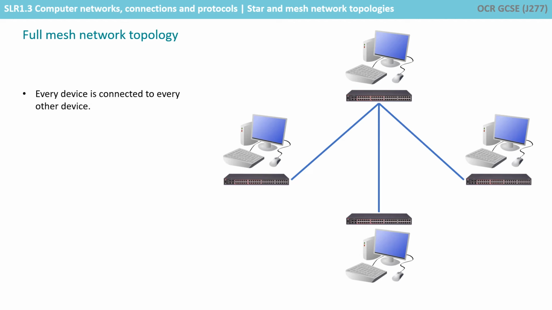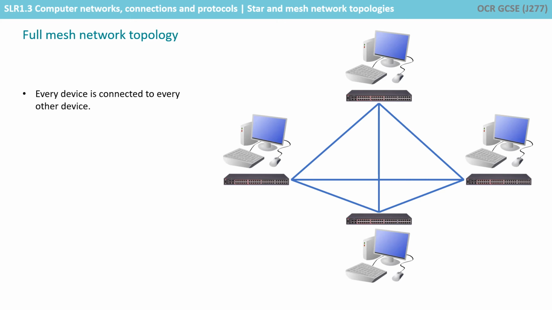So for example, if we take the top computer, this is connected to the computer on the left, it's connected to the computer at the bottom, and it's connected to the computer on the right. But equally, the computer on the left also needs to be connected to the computer at the bottom and the computer on the right. And the computer at the bottom also needs to be connected to the computer on the right. What we've created here is what's called a full mesh network.